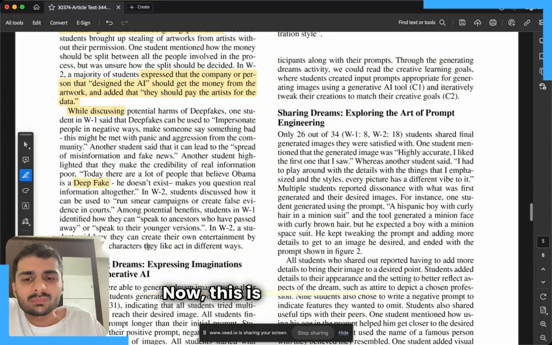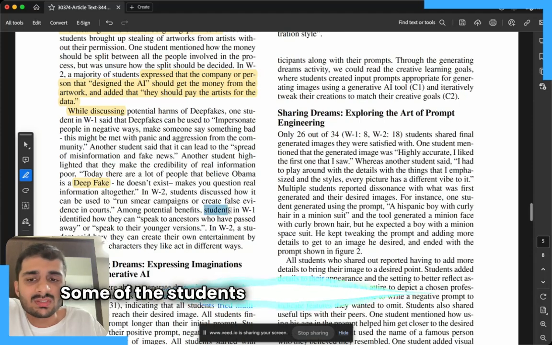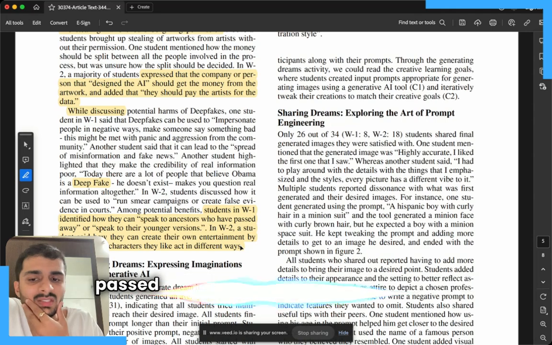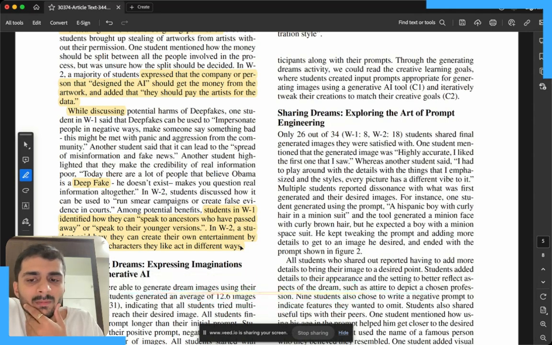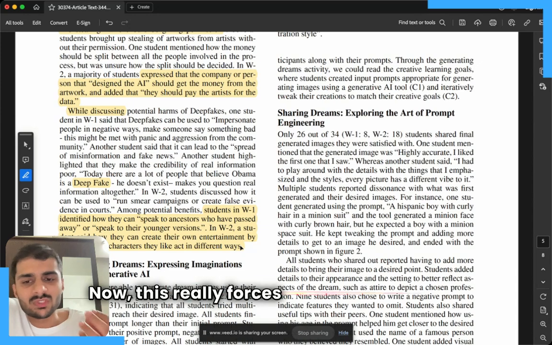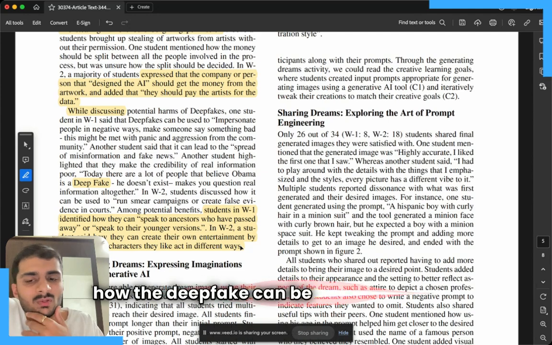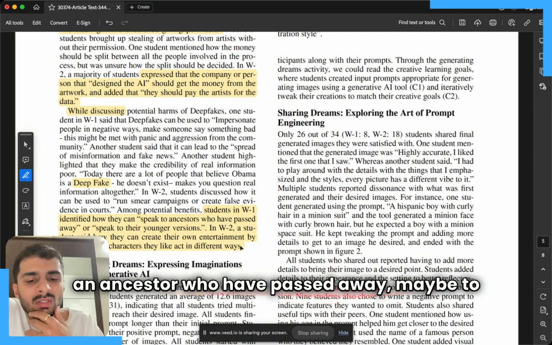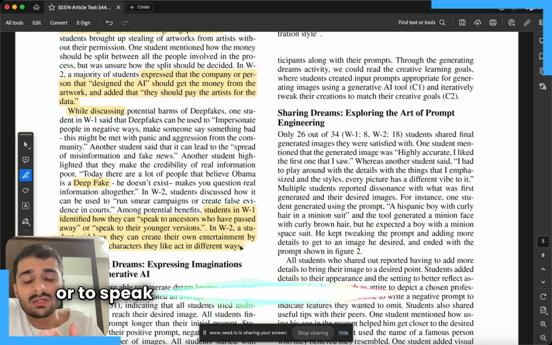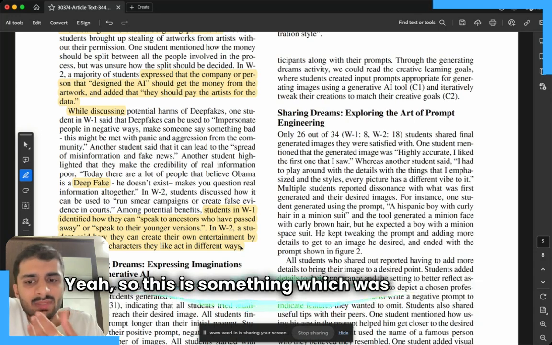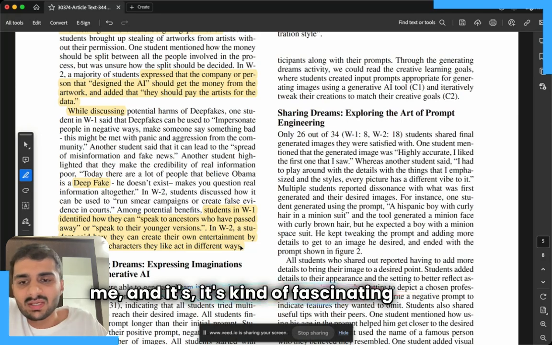Now, this is curious to me. Some of the students said that the advantages of deep fake would be to speak to ancestors who have passed away or to speak to their younger versions. Now, this really forces me to think from the point of view of a student who could imagine how the deep fake can be used to speak to an ancestor who has passed away, maybe to probably relive some of their experiences that they have had, or to speak to the younger versions of themselves. Yeah, so this was pretty new for me, and it's kind of fascinating as well.